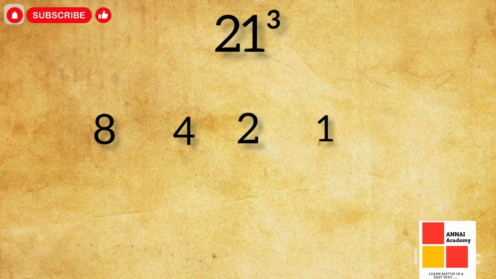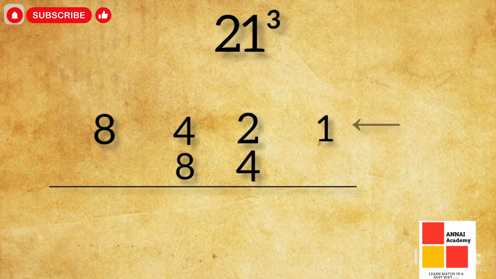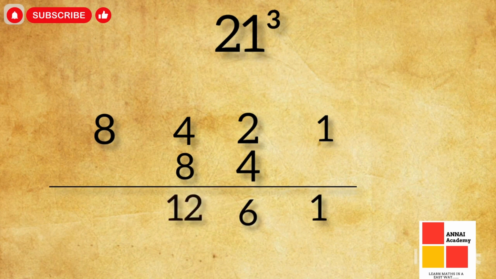After doubling 4, we get 8. We have to write it below 4. And after doubling 2, we get 4. So we write it below 2. Now we have to add all the numbers. We have to do the addition process from the right side. So 1 will be 1. And after summing 2 and 4, we will get 6. And 8 will be 8. Now our second step is complete.